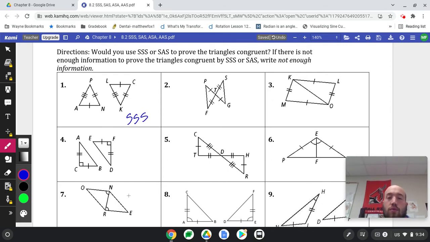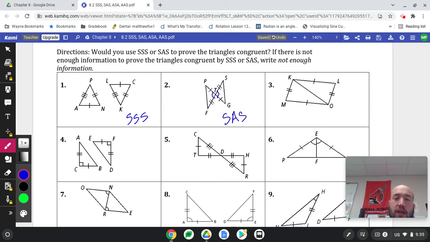Now, number 2, right now there are 2 sides matched up, so we either need to find another side or another angle. And lots of you will probably look at this and think PF and GS have to be congruent. And they do appear to be the same, but there's no way we can prove that. However, if we look in here, angle PTF and angle GTS, we can prove those are congruent because they are vertical angles, and vertical angles are always congruent. So at this point then, if we trace it, there's a side, an angle, and a side, SAS.